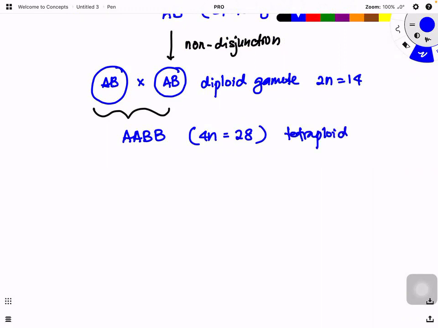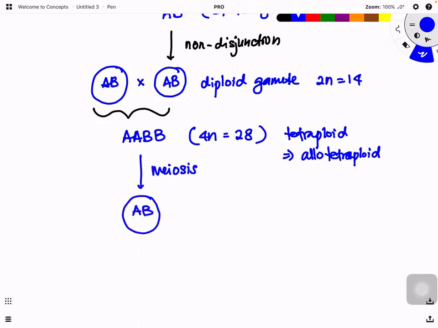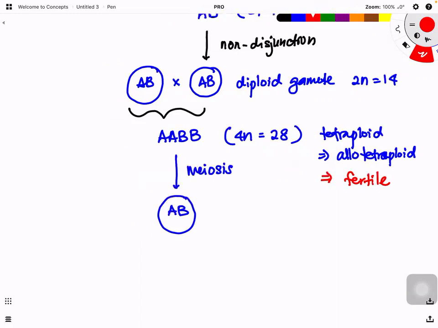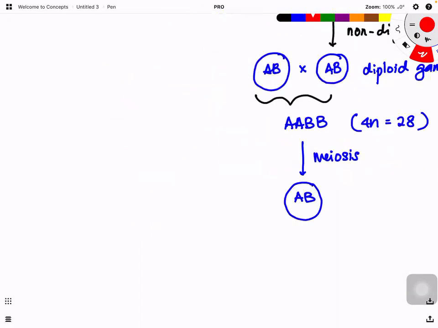More precisely it is allotetraploid, because it comes from two different parents. Because A can pair up and B can pair up, they can carry out meiosis to produce gametes AB. So these allotetraploids are fertile now because they can produce gametes, not through non-disjunction mutation but through normal meiosis. This AABB is named emmer.